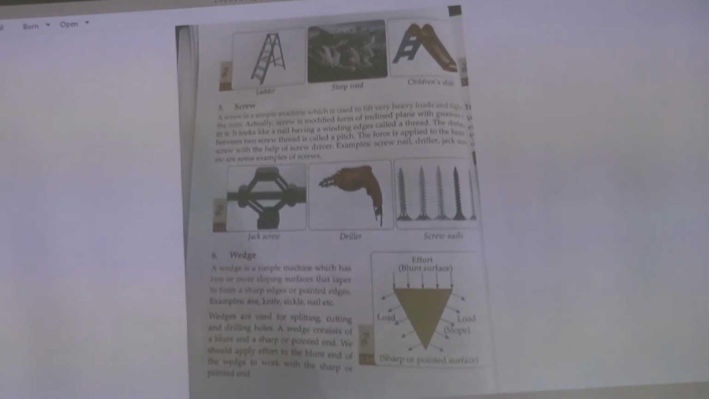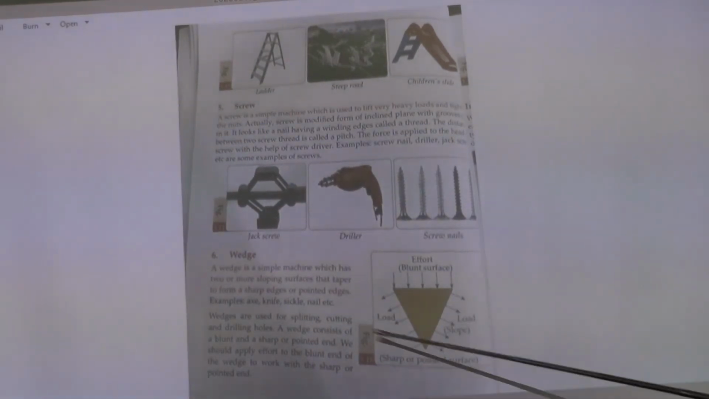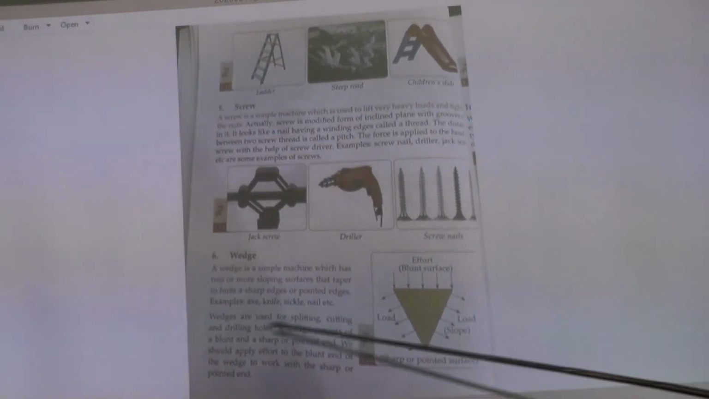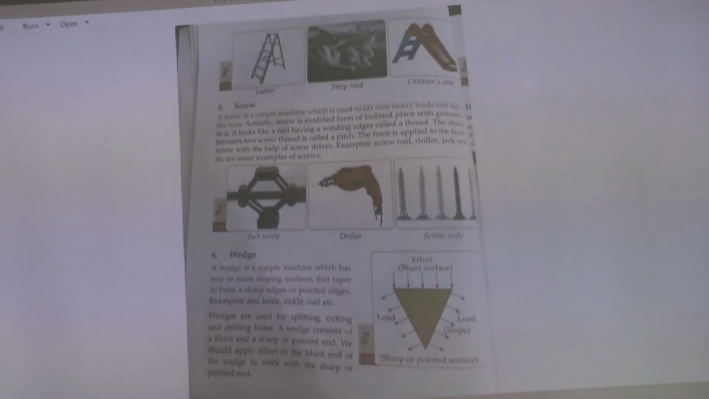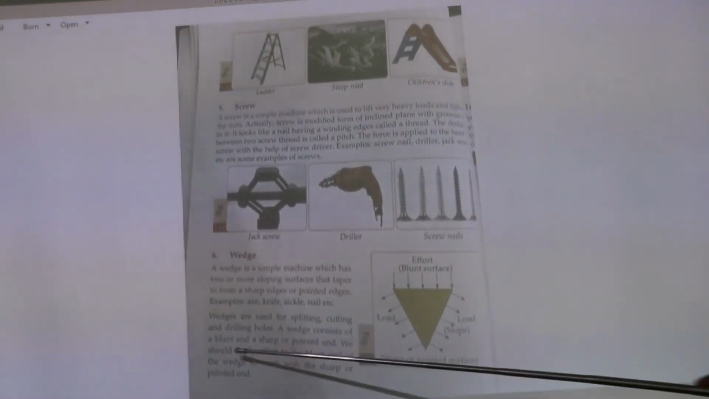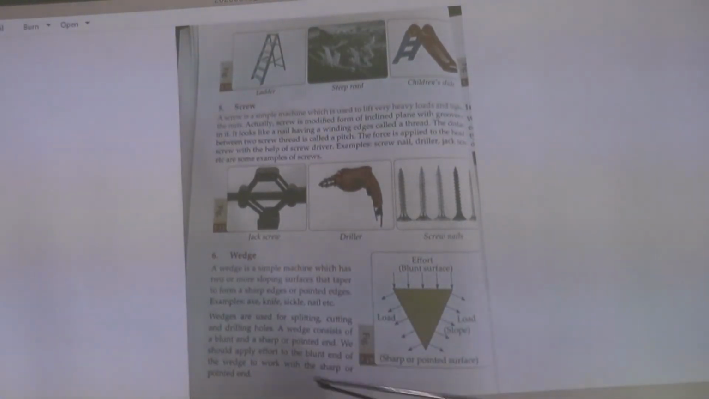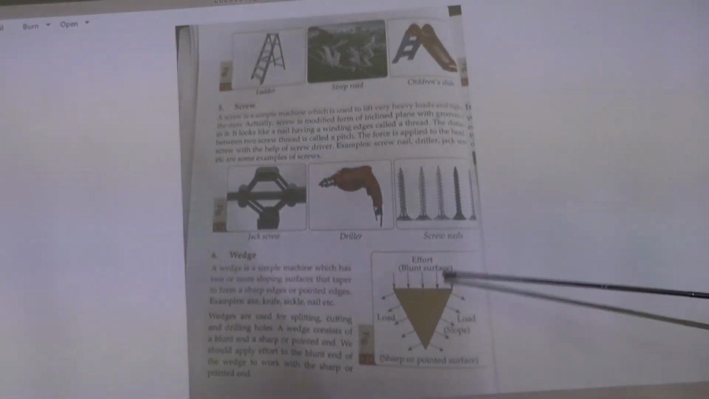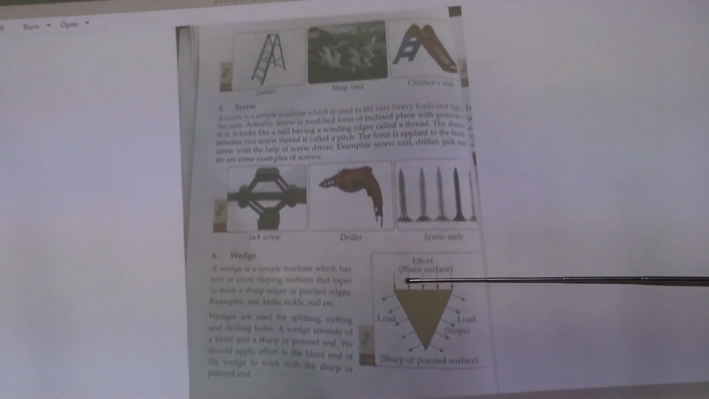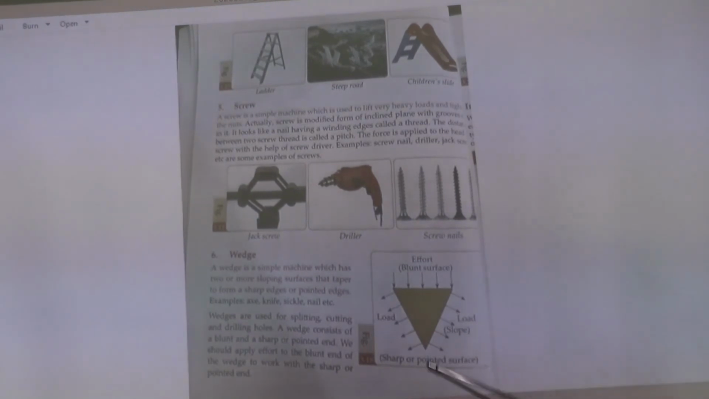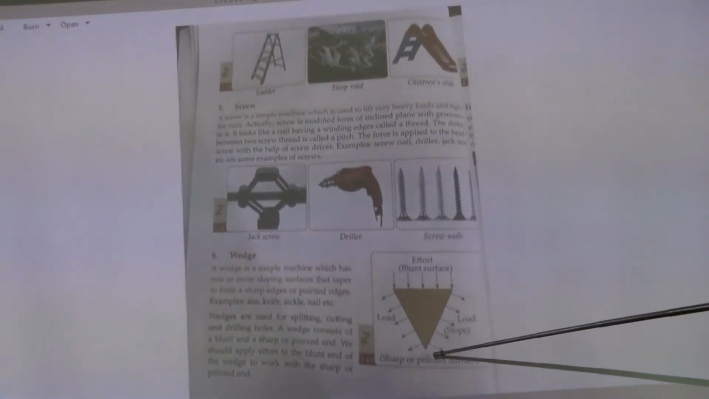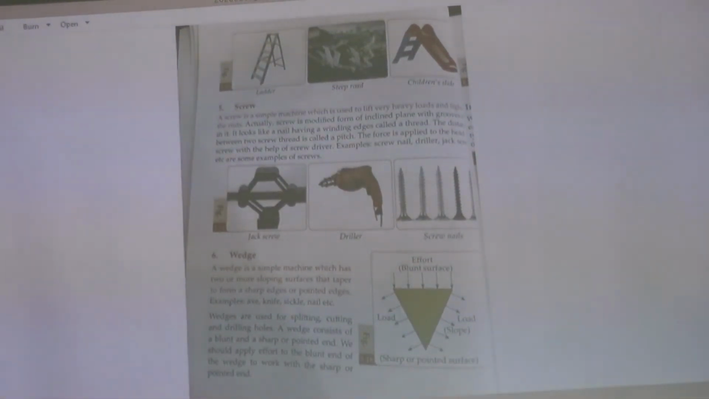Wedges are used for splitting, cutting, and drilling holes. A wedge consists of a blunt end and a sharp pointed end. The upper surface is blunt, which is not sharp, and the bottom is sharp, which helps to drill holes, cut, or split.